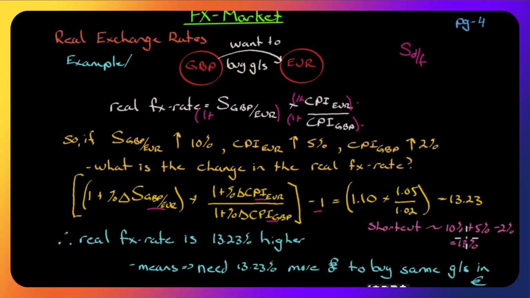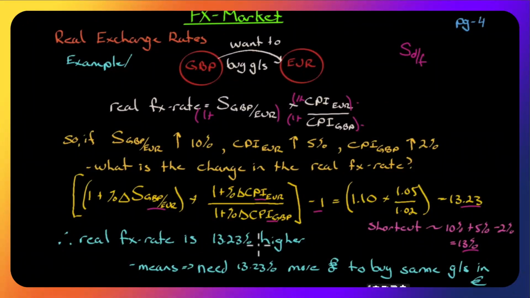Now, there's a shortcut way of doing it. I don't like the shortcut, but it's just saying, forget about doing all of this. Just say, okay, this is up 10%, that's up 5%, that's on this side of the equation. So first of all, we have a 10% increase here and a 5% increase here, so that's 15% higher, but we're 2% higher, so 15 minus 2, and you can get to 13%, 13.23, whichever way you like. I don't like the shortcut way just because it leaves out some precision. Therefore, the real exchange rate is 13.23% higher.